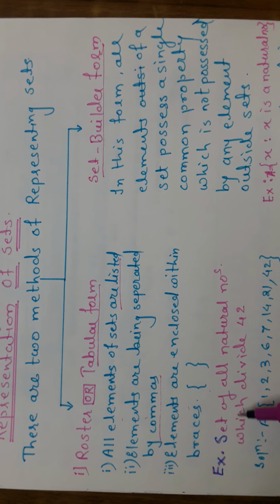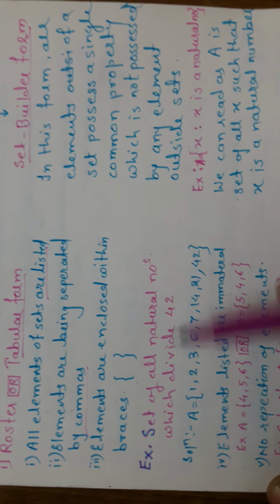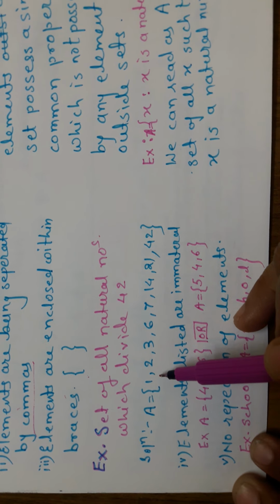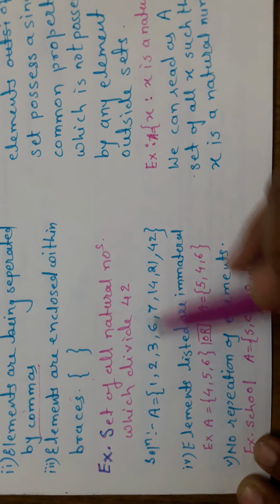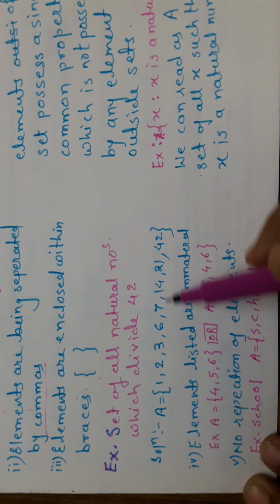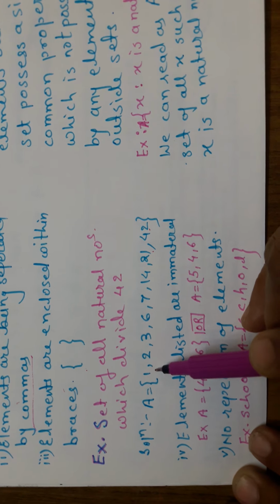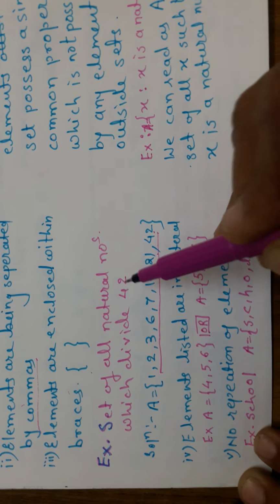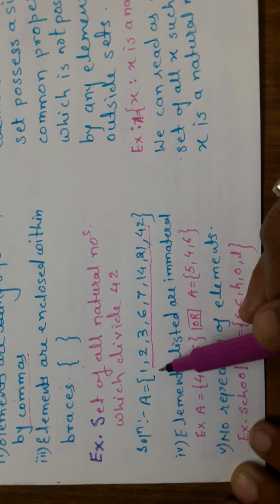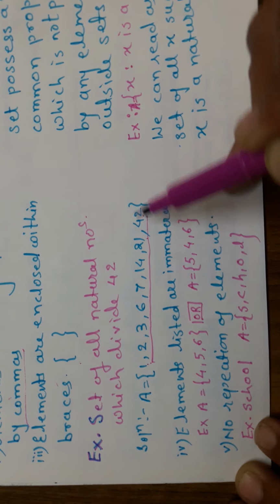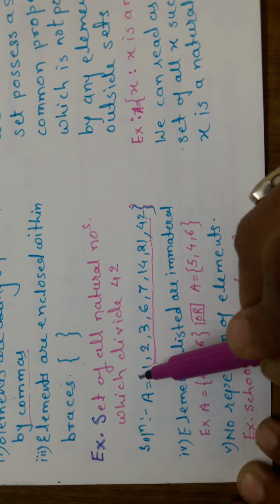For example, the set of all natural numbers which divide 42. This we can write as 1, 2, 3, 6, 7, 14, 21 and 42. These are nothing but the factors of 42. Therefore, each element is separated by commas and enclosed by brackets.